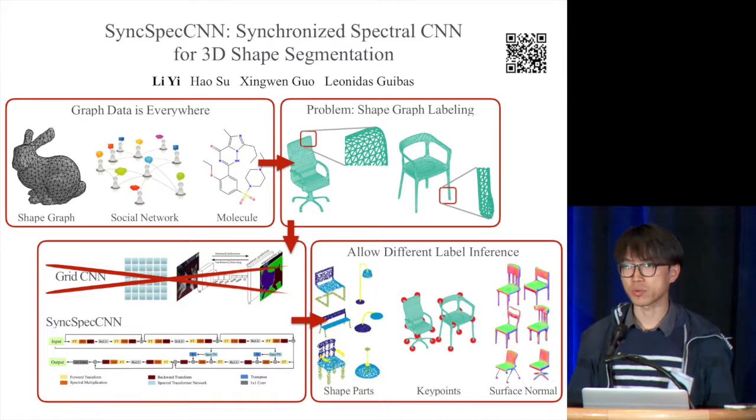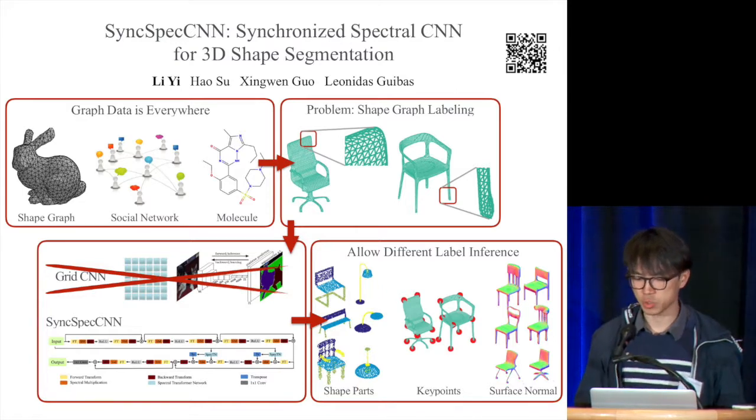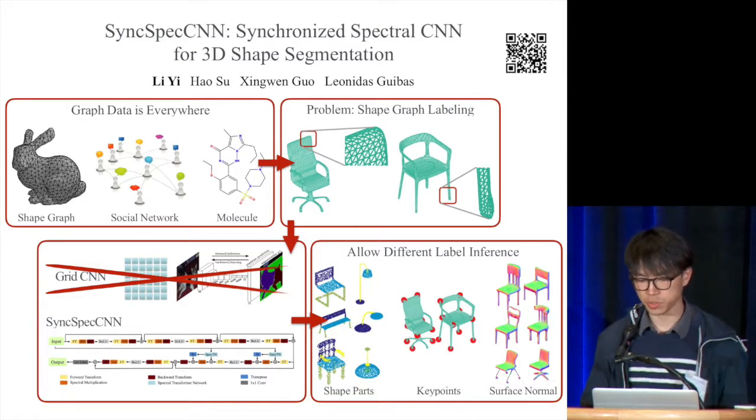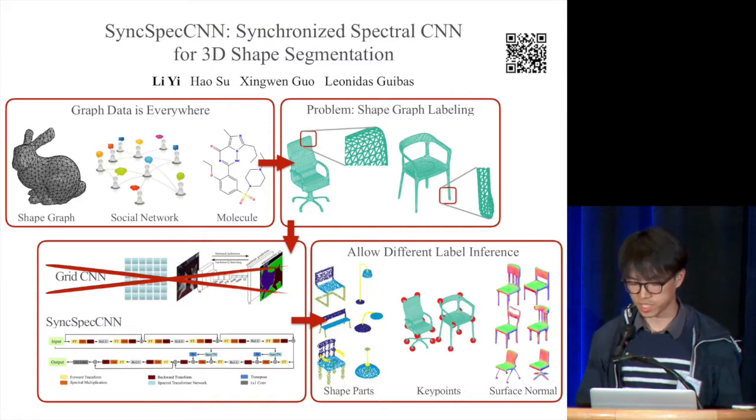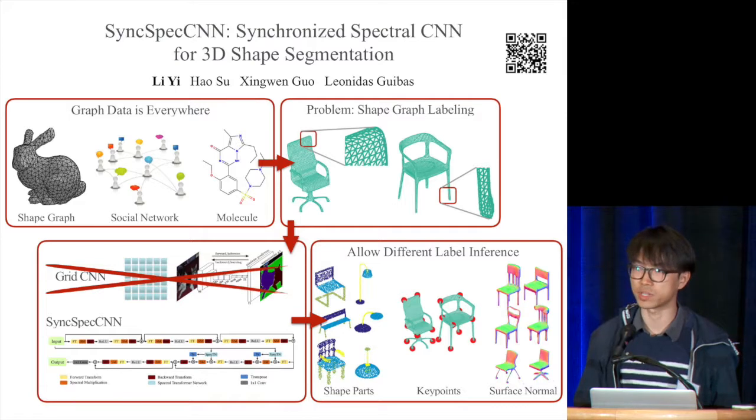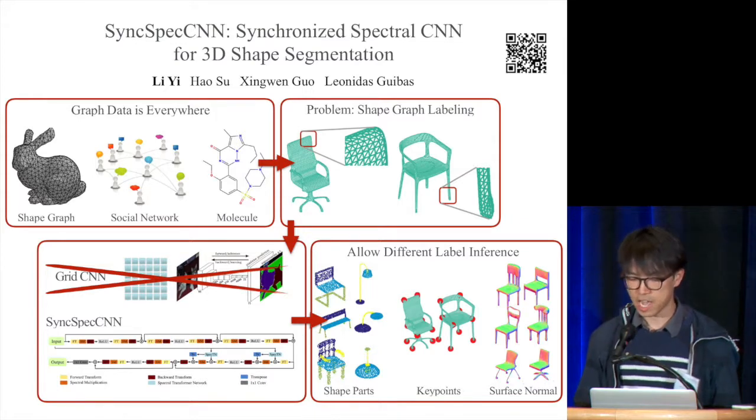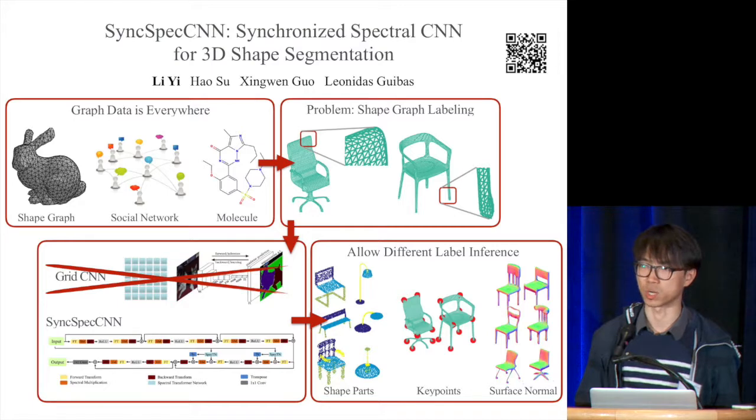So in the real world, we are really faced with data lying on irregular domains such as 3D shapes, social networks, or molecules. These domains can be structured as graphs, which are a universal representation of pairwise relationships. In this project, we focus on a specific domain, 3D models represented as shape graphs, and we study the problem of labeling graph vertices using convolutional neural networks.